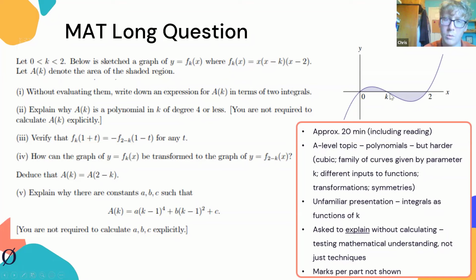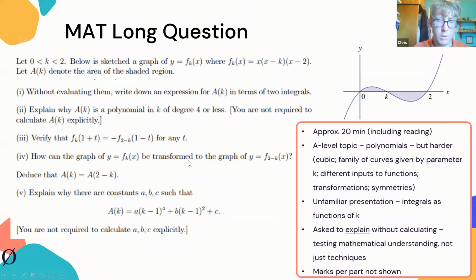And which one you get will depend on what value of k you choose. Also, if we look further down, say in part 3, we can see we're putting multiple different arguments into these functions. We've got 1 plus t and 1 minus t. We also changed the value of k in there.